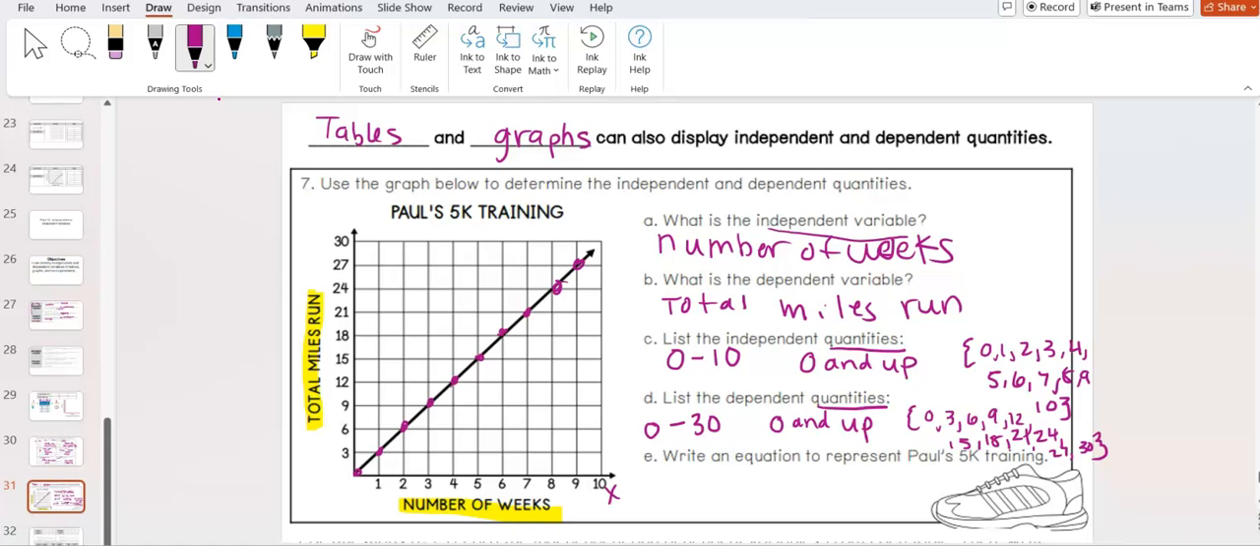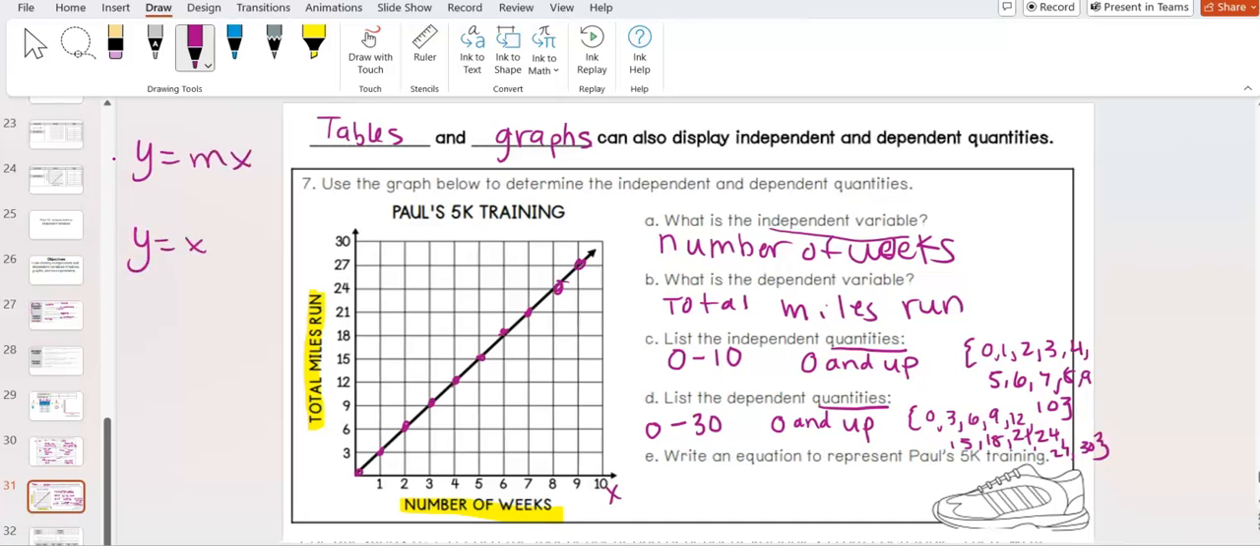All right, and then the last thing they want us to do is to pull back our recollection. This is a really good one to review what we have learned because we're now going to write an equation for this graph. If you remember, we learned two equations: a multiplicative equation and an additive equation. We have to decide, is this graph multiplicative or additive?